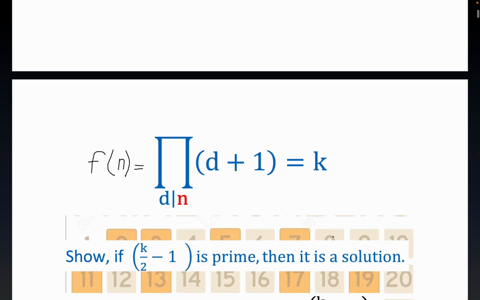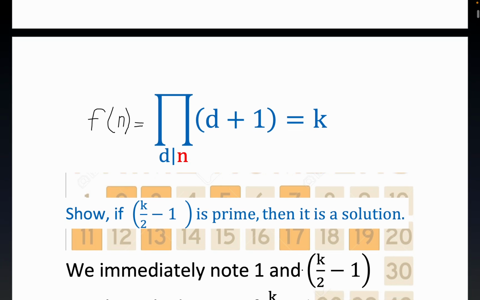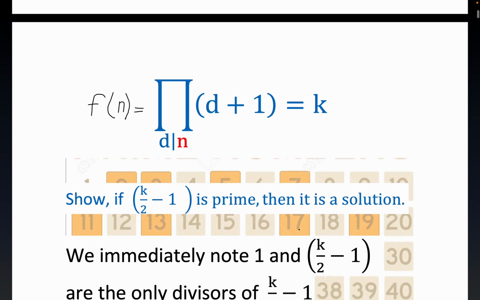Now let me just show you what I mean by that. What we're going to do is actually prove there exists a solution under these circumstances. If this constant k divided by 2 minus 1 is prime, then it is a solution. Okay, so let's just take a look at why that might be true.